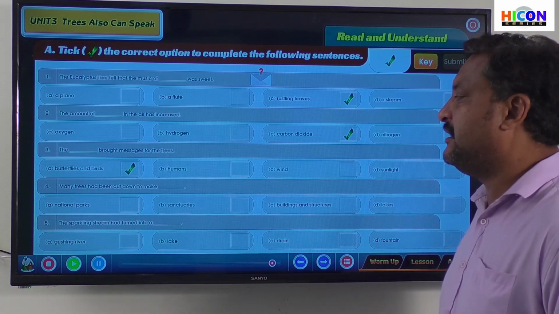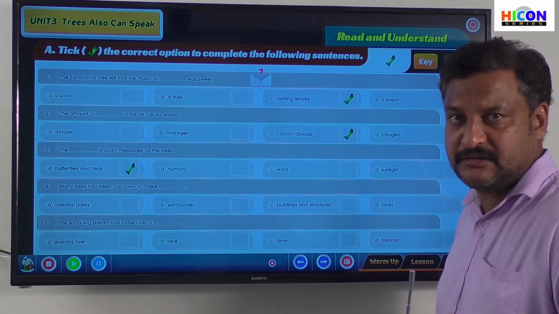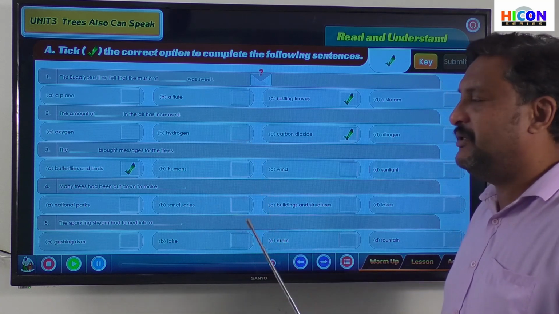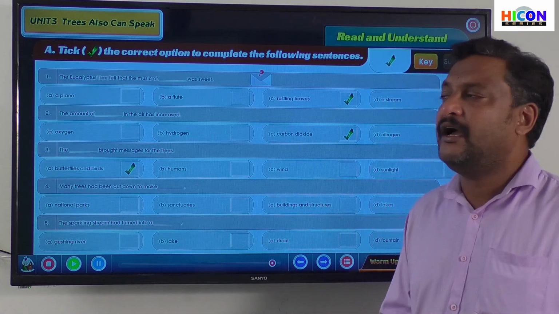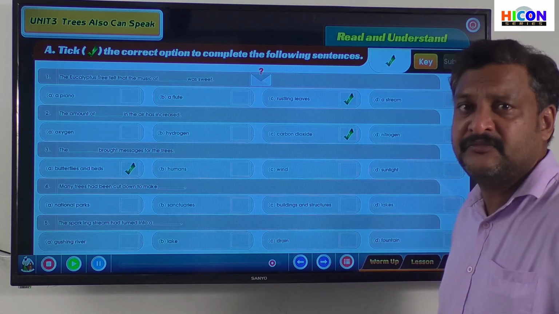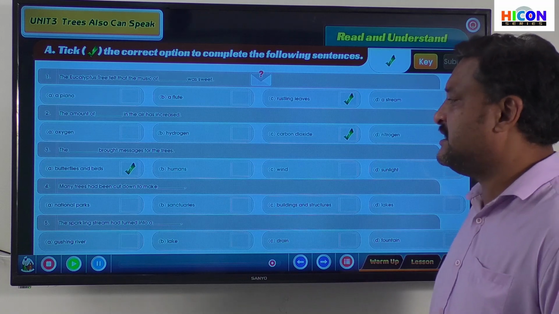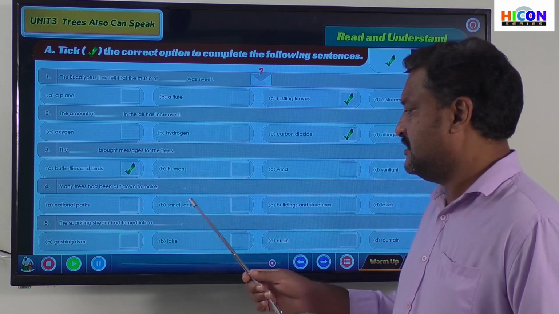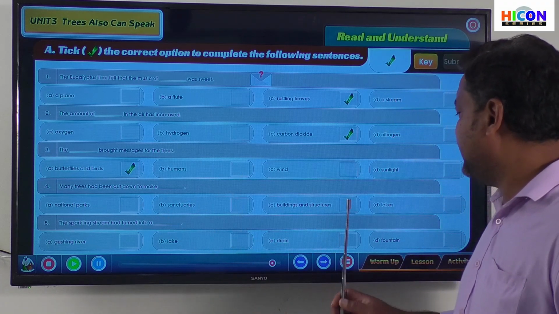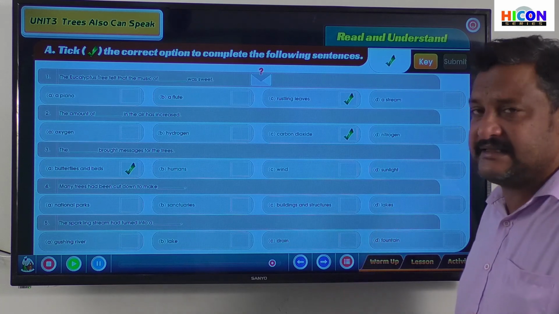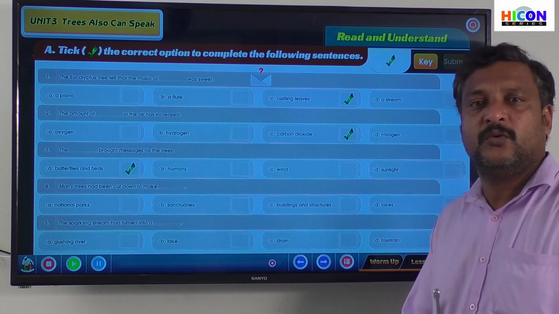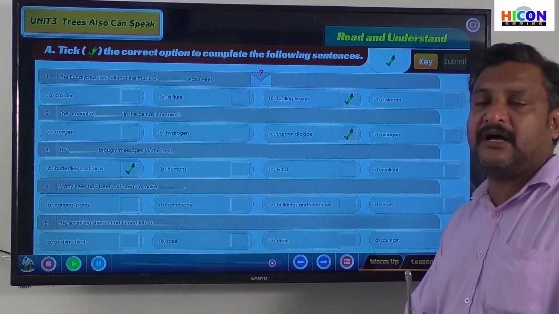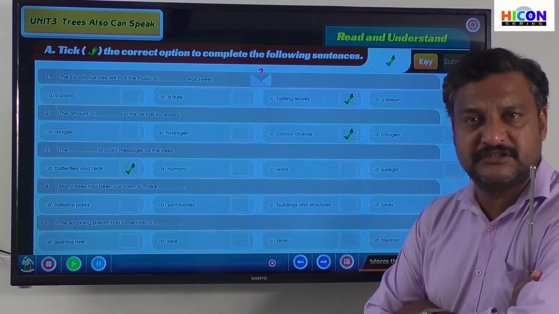Four. Many trees had been cut down to make dash. We have just seen that human beings come to the forest only to cut the trees. And why do they cut the trees? They need to do something there. What was that? National parks, sanctuaries, buildings and structures, lakes. So why did these people cut the trees? Was it for making national parks? National parks mean what?